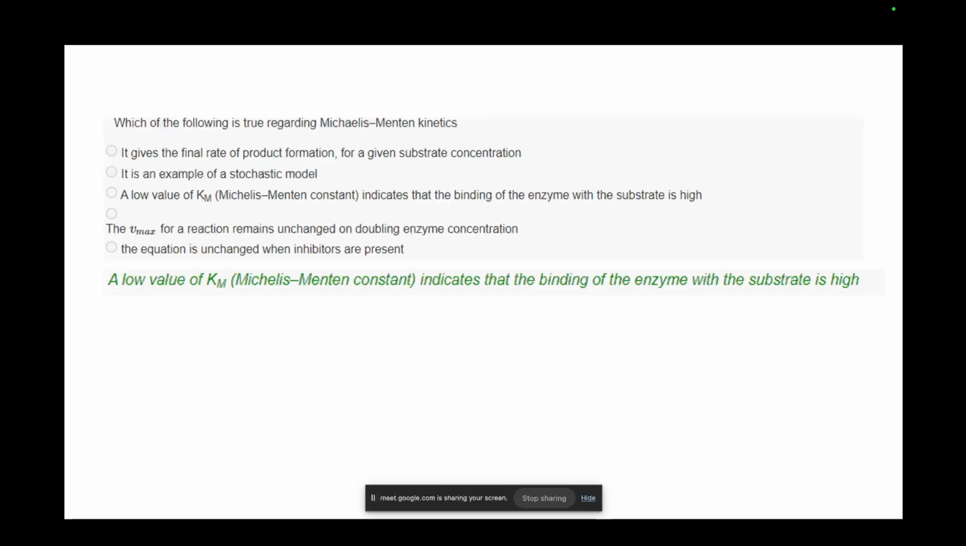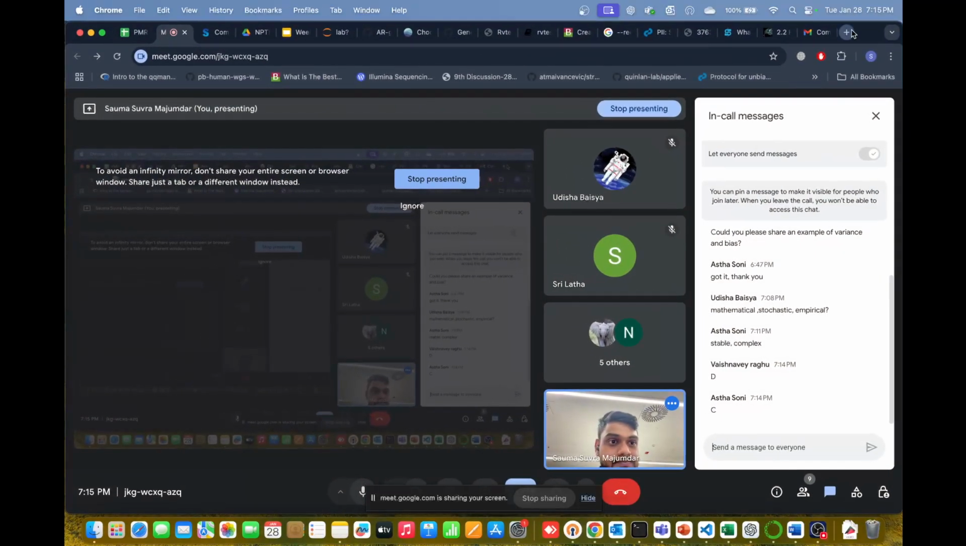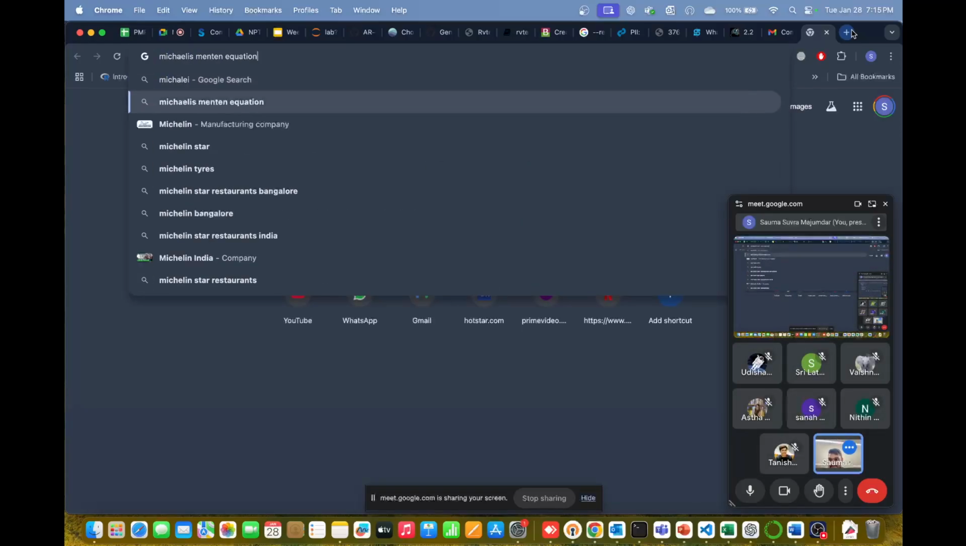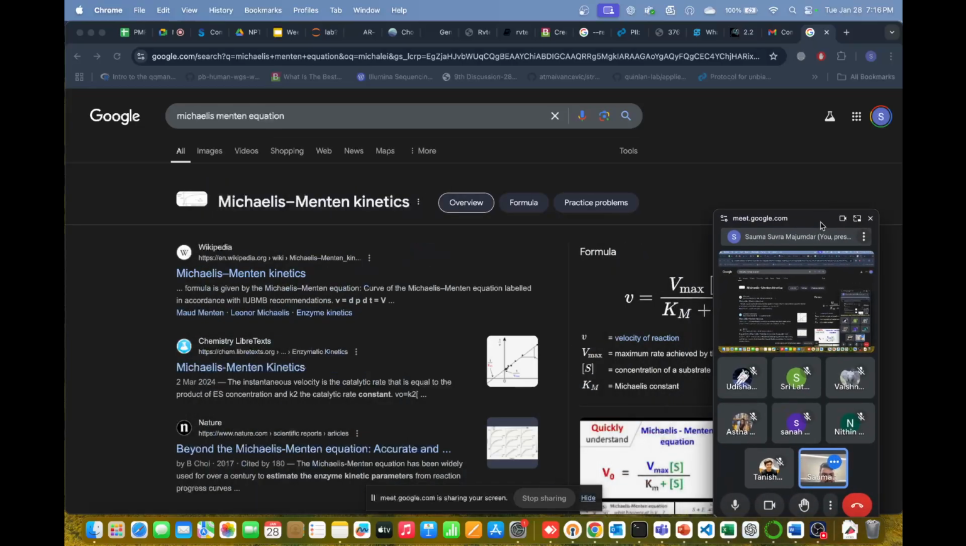The correct option is a low value of Km indicates the binding of the enzyme with the substrate is high. Why is it? If you recall, I think I can show you here. This is the Michaelis-Menten equation. V equal to Vmax into S by Km plus S. So if you have a lower Km, your V will be higher. The velocity of the reaction will be higher if you have a lower Km value, which is your Michaelis-Menten constant.